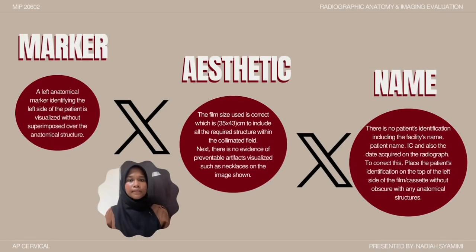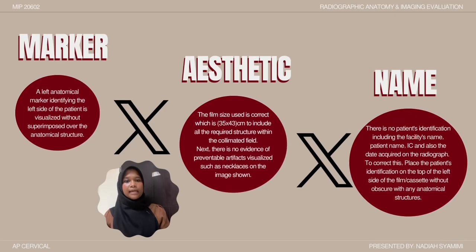A left anatomical marker identifying the left side of the patient is visualized without superimposed over the anatomical structure. For the aesthetic, the film size used is correct, which is 35 by 43 cm to include all the required structure within the collimated field. Next, there's no evidence of preventable artifact visualized, such as necklace on the image shown. And the last one is name.